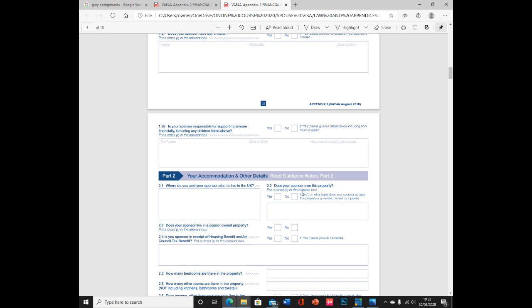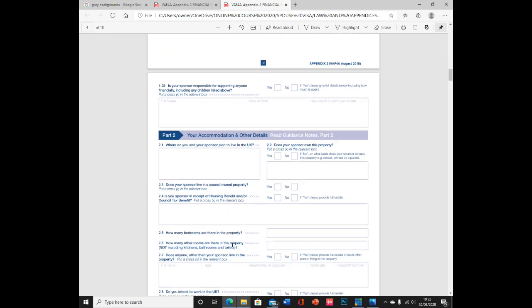Does your sponsor own this property? Tell them if your sponsor owns this property, or if any other family member or friends own the property. It shouldn't make any difference as long as you have consent from the third party. As I said before, it shouldn't make any difference. You are allowed to actually live in a third party's accommodation right now in 2020. Does your sponsor live in a council owned property? Tell them the situation about your accommodation.